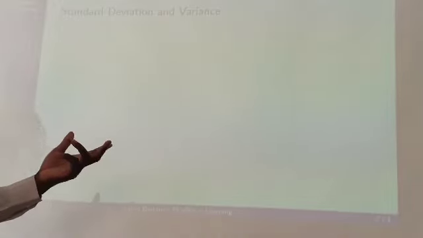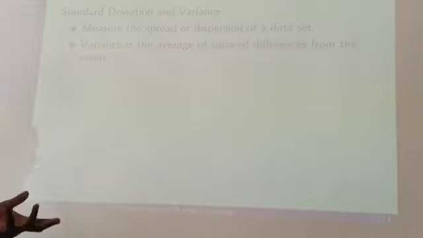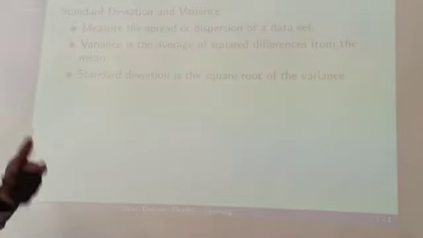Standard deviation and variance. Standard deviation measures the spread or dispersion of data, how data is being spread. That is standard deviation. Variance is the average squared difference from the mean. And the standard deviation is the square root of the variance.